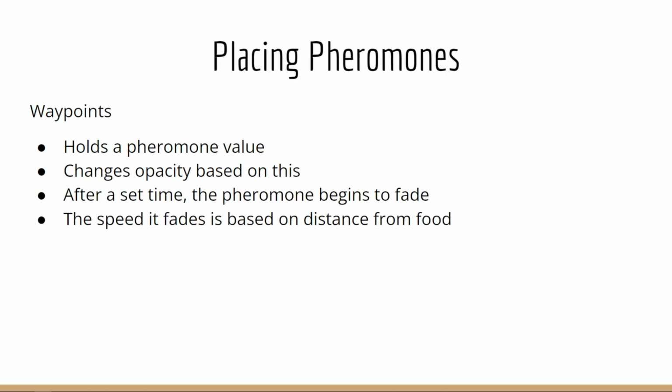Once the ant has grabbed the food, it'll start placing pheromones. And what it will do is any waypoints within range of the ant will reset its pheromone value based on the distance between the waypoint and the food itself. The further away from the food, the higher the value. Then, after a certain amount of time, the pheromone will start to fade. And in addition to the base value already being higher based off of distance, the speed in which it fades will be faster based off of how far it is from the food.